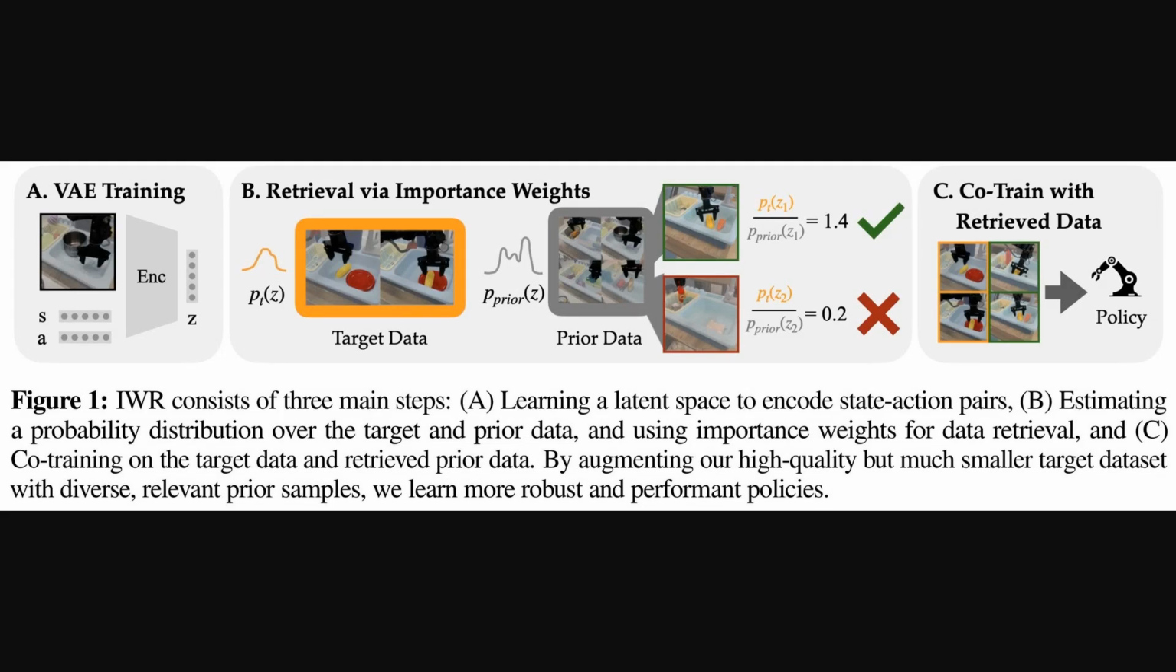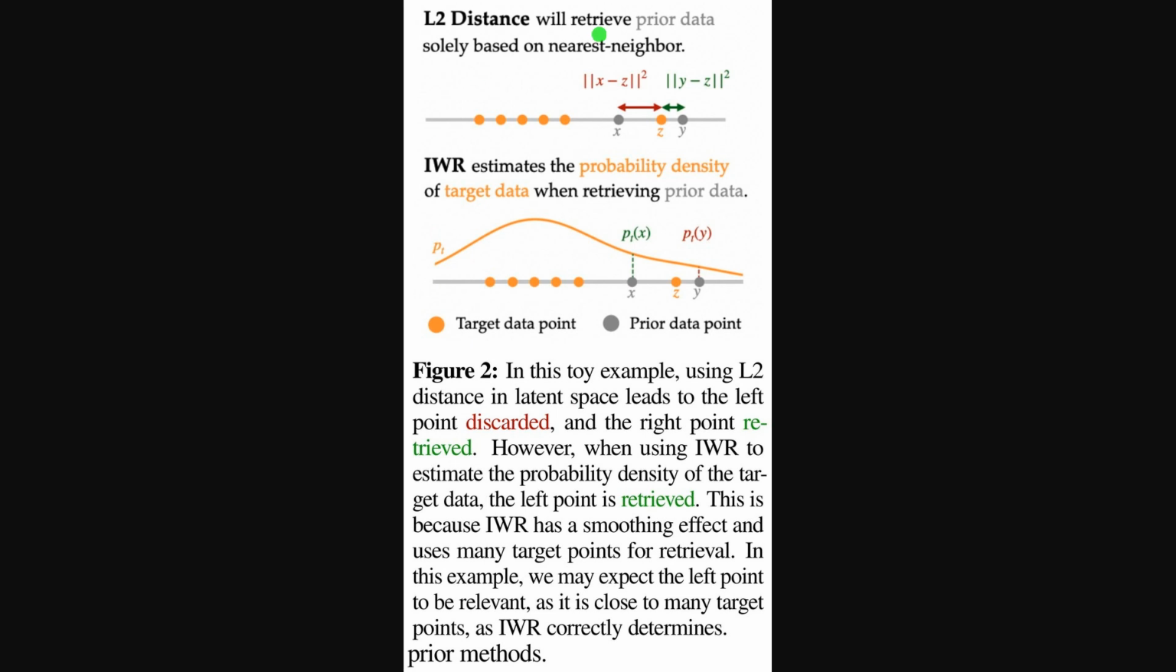Alright, the previous segment highlighted the probabilistic motivation. Figure 1 presents the pipeline. First, a latent space encodes state and action pairs, which means raw observations get mapped to compact vectors that preserve task structure. The middle panel computes importance weights as target density over prior density, so samples that match target demonstrations but are rare in the prior rank higher. The right panel then co-trains a policy on target data plus the top-weighted prior samples, which yields better generalization with fewer demonstrations.